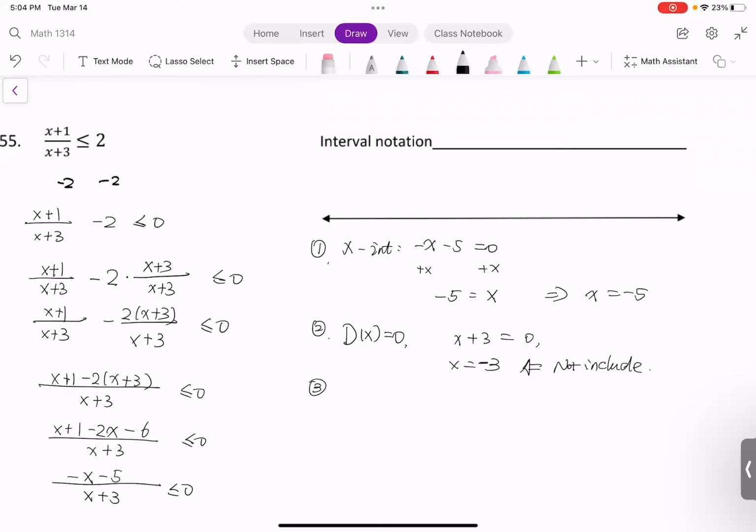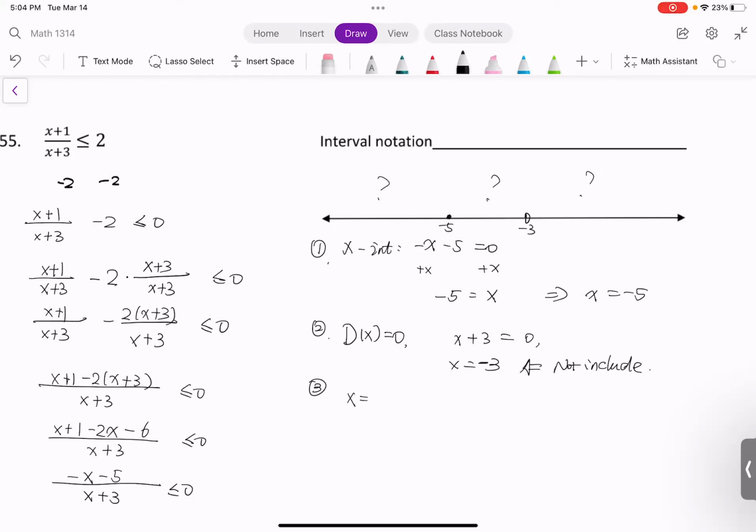And number 3, pick some test points. Let's plot the key points on the number line. One is negative 5. It could be included because we have the equal sign here. But the second key point is not included. Negative 3, I can use an open circle. Let's plot some points here, here, and here.